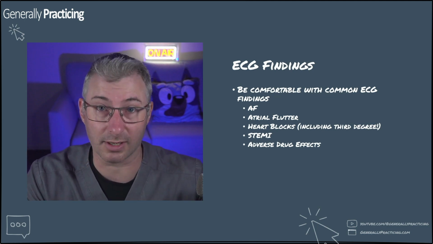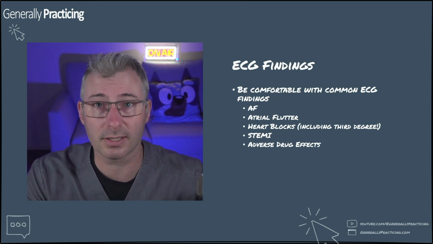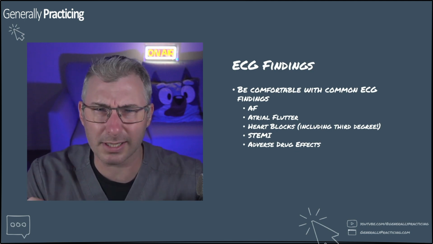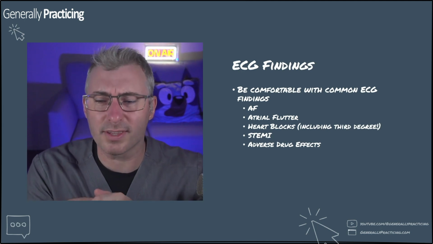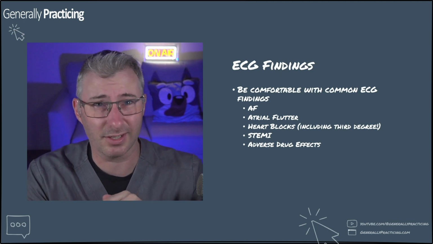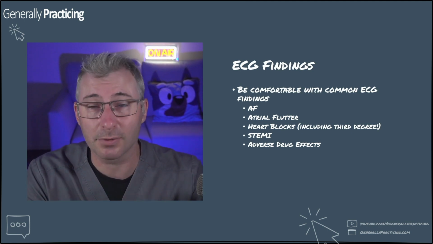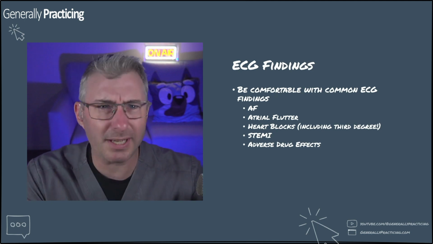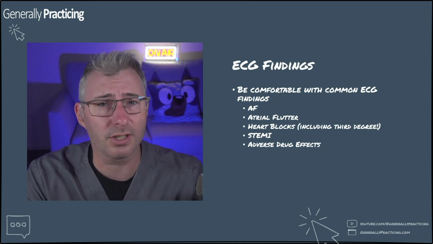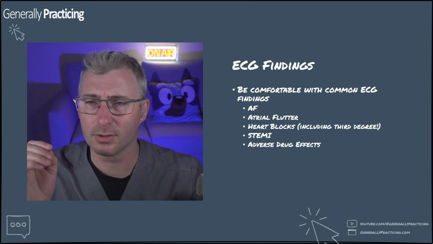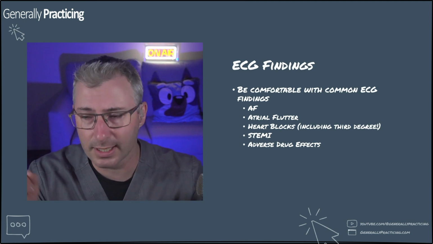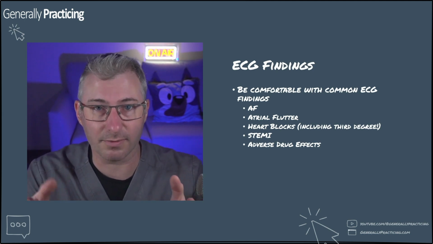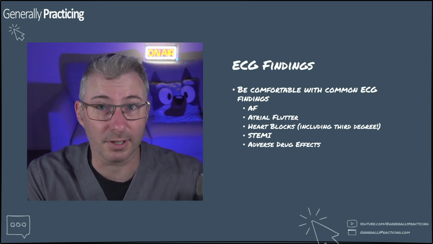Be very comfortable in identifying atrial fibrillation, atrial flutter, and heart blocks. In particular, I'd say third degree heart block is a good one to know off the back of your hand. It is, for better or worse, disturbingly easy to miss if you're not specifically looking for it. It goes back to making sure you've got that structured approach to ECG interpretation. Look at your P waves, look at your QRS, look at your intervals, look at the relationship between the P and the QRS. And I think if you're doing that basic count, that basic look, you're going to be just fine.